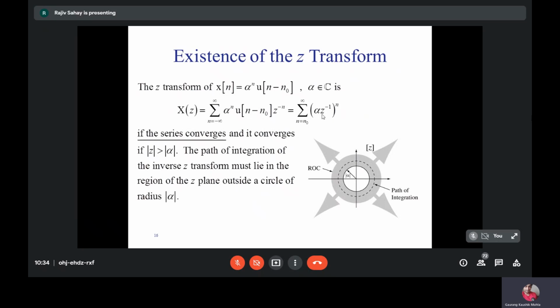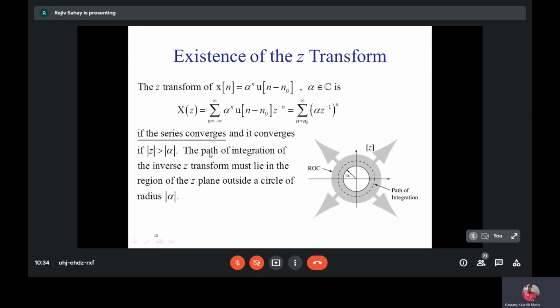So it goes as alpha by z plus alpha by z whole square plus alpha by z whole cube, like that. It is an infinite series going from n naught to infinity. If the series will converge, we will see how the expression will come. I will derive all this and show you. If the series converges, and it converges only when alpha by z is less than 1, we will see why that happens. That means mod of z is greater than mod alpha.